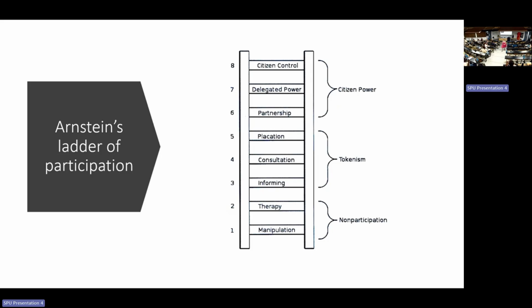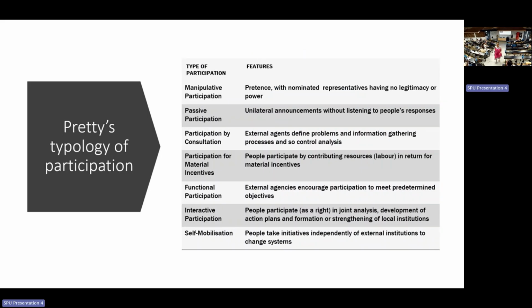But that's all a bit abstract. The next one is a bit more specific, and actually, I like this one. These are not new. The ladder we've just looked at was formulated in 1969. This one is 1995. So these come from participatory communication literature. You'll see that the bottom two are more participatory, but you see less of that, because it's quite hard to implement. I've seen a lot more of the top five. When you look at the first ones, they're manipulative participation, passive participation, participation by consultation.